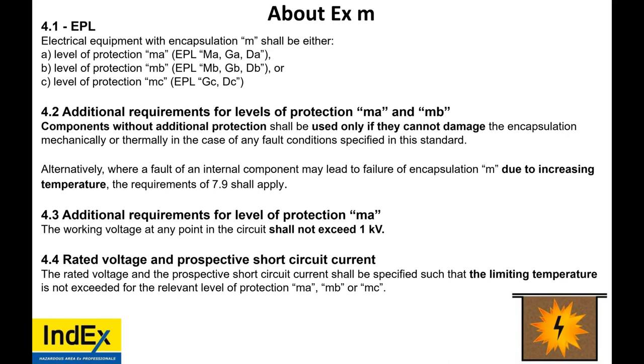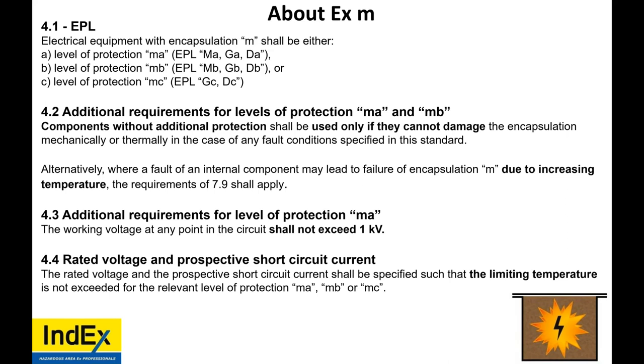Now, additional requirements of Ma and Mb: components without additional protection shall be used only if the encapsulation cannot be damaged mechanically or thermally in any case of fault conditions. Alternatively, where a fault of an internal component may lead to a failure of the encapsulation due to increasing temperature, further requirements apply. Now, the maximum working voltage of Ma for zone 0 shall not exceed 1000 volts. The rated voltage and prospective short circuit current shall be limited by the temperature in that it does not exceed the temperature for Ma, Mb, Mc. So the rated voltage and the prospective short circuit current is limited by temperature.